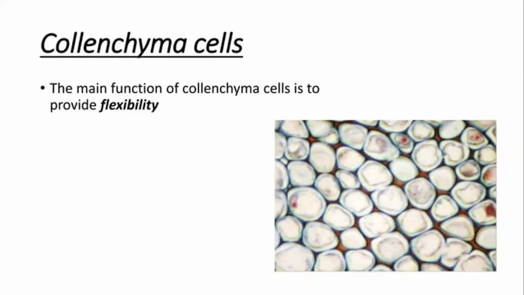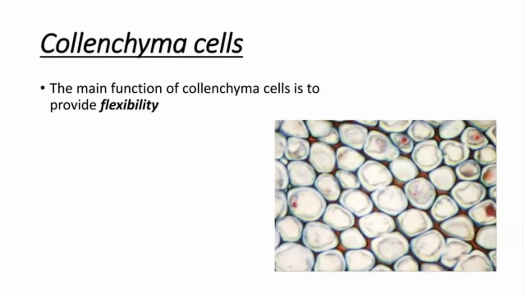Generally these collenchyma cell walls are made up of cellulose, pectin and hemicellulose. Due to the presence of pectin, the cell walls have a high water content. So based on the thickenings, they are differentiated into different types.